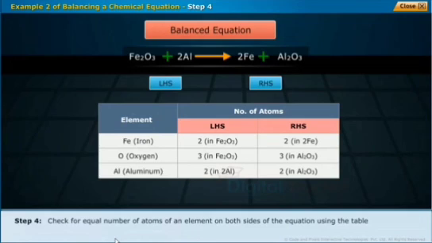Now, let us learn about the factors that make a chemical reaction more informative.